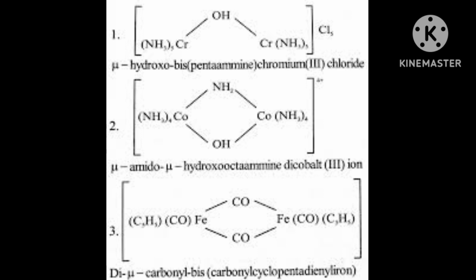Okay. Now here I am talking about the next rule. Rule 5: oxidation state of the metal in cation, anion, or neutral coordination entity is indicated by Roman numeral in parenthesis. Already I told, same way here.